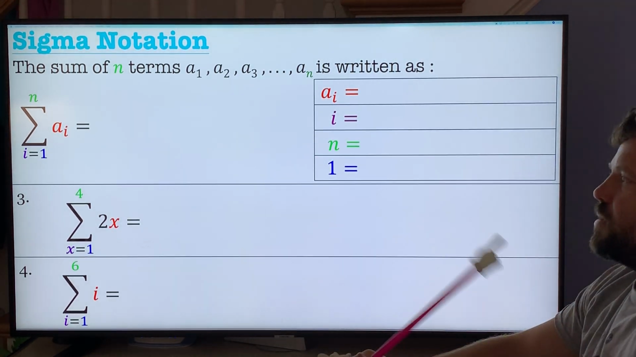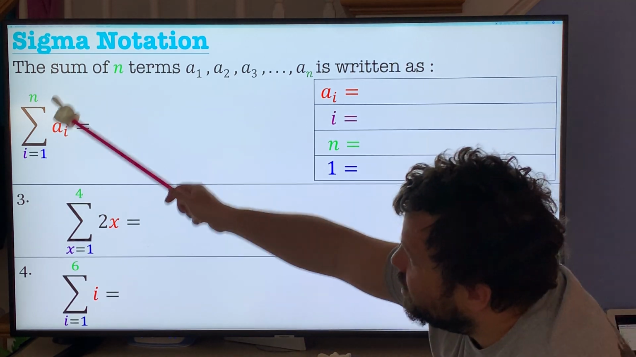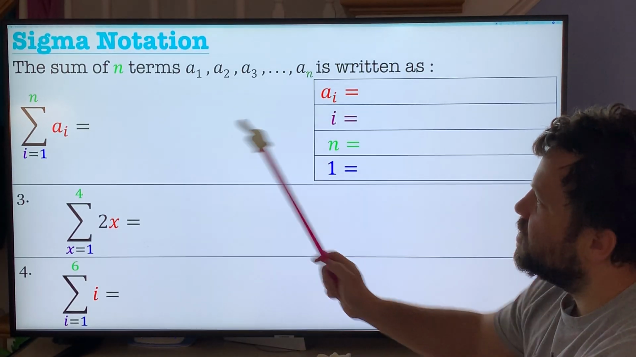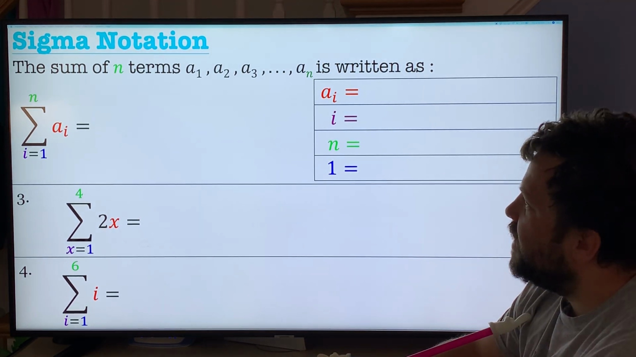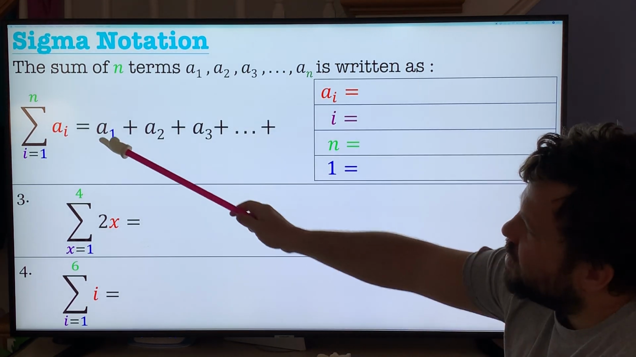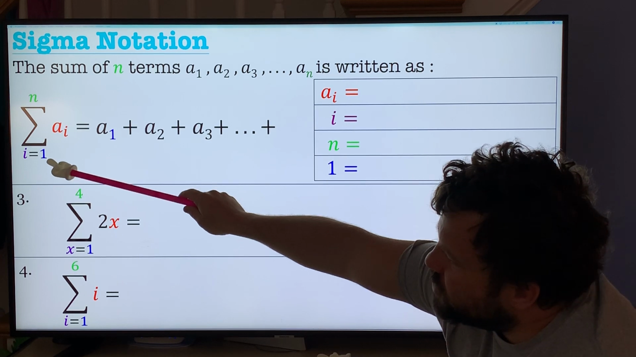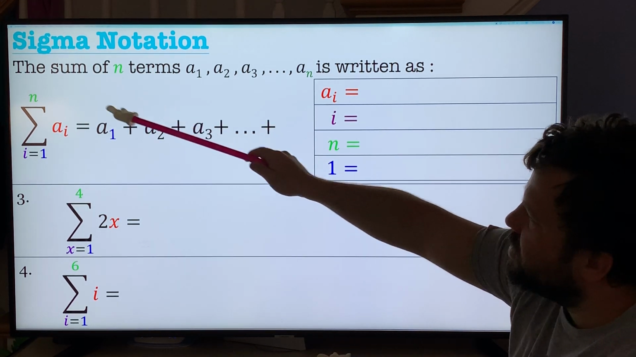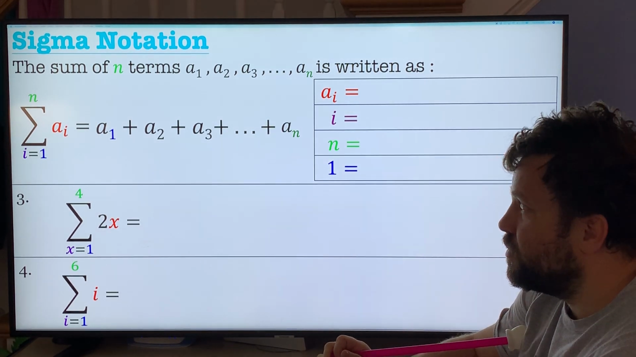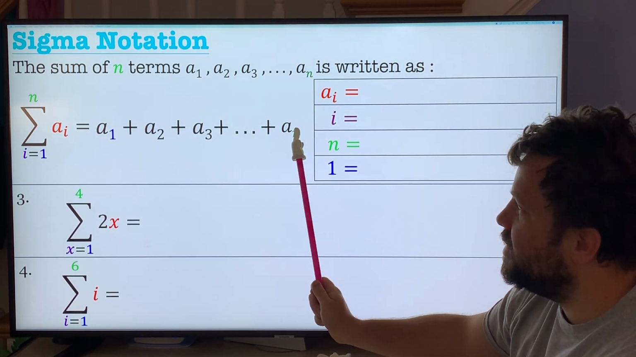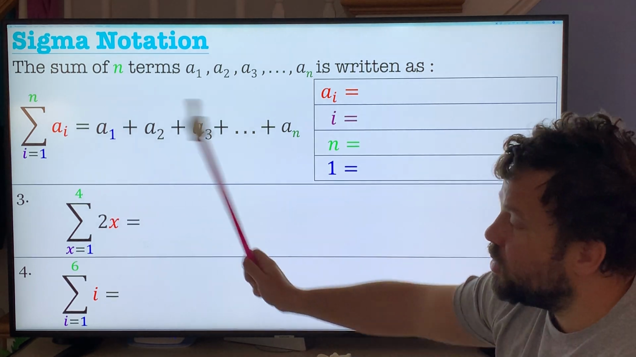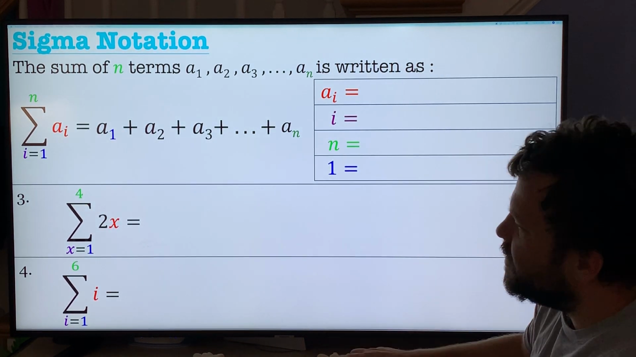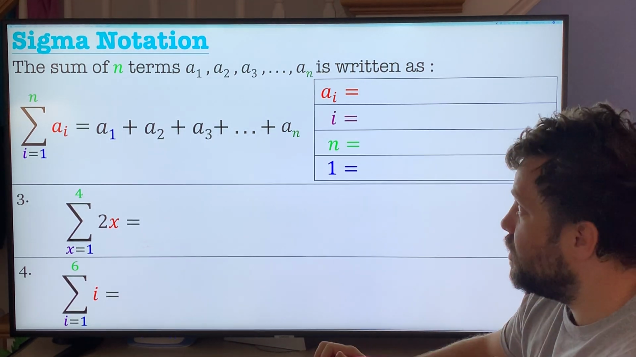i equals 1, and then we have n over a sub i. This a sub i is going to equal a1, because that's your first term, second term, third term, fourth, fifth, all the way till you get to the nth term. So if this number is 10, you'd have 10 of these terms you're adding together. If 4, you'd add 4 together, and so on. Sometimes it starts at 0, but in this case, it's starting at 1.